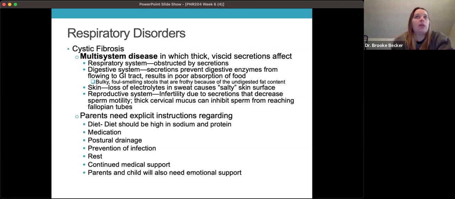A lot of times these kids are going to be on inhalers, steroids. They're going to have chest physiotherapy, or you'll see CPT. So that's when they put on a vest and it kind of vibrates and breaks up those thick secretions in their lungs. So they'll be doing that typically as well. And it is a chronic disease, so they'll be in and out of the hospital, unfortunately. So they'll need a lot of support.